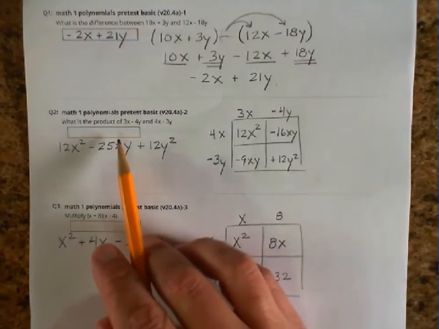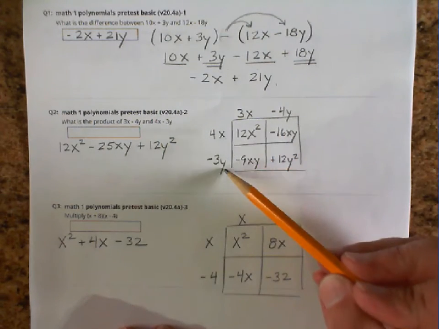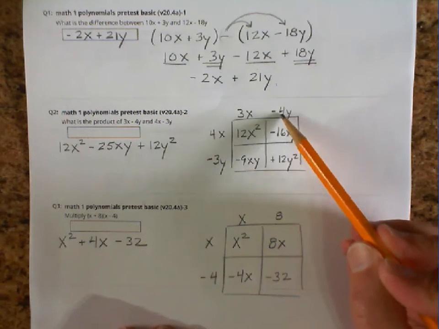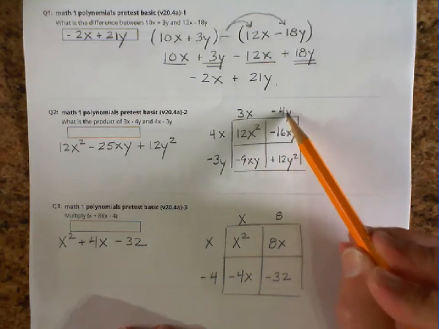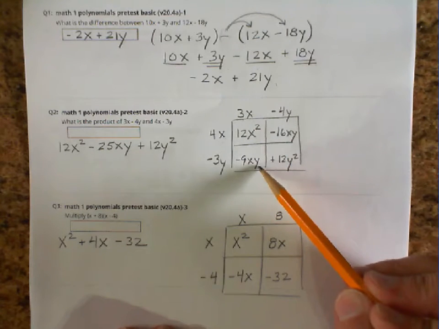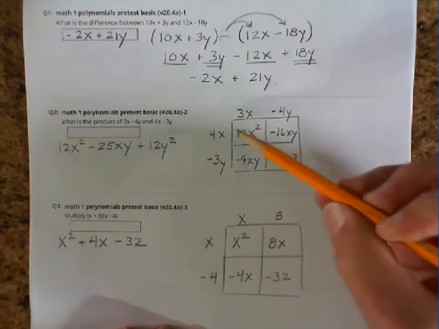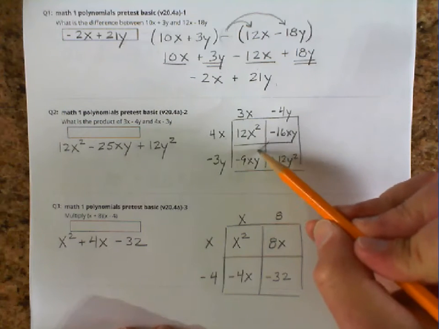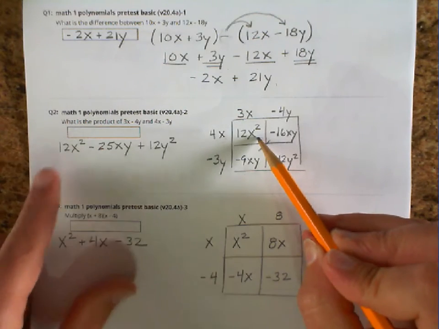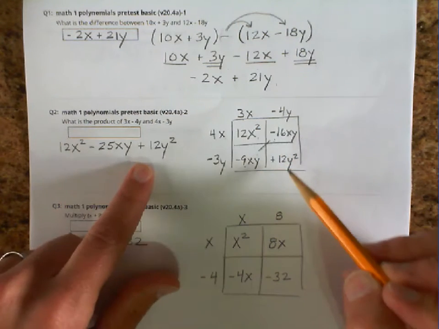I'm going to multiply 3x minus 4y and 4x minus 3y. So 4 times 3 is 12. x times x is x squared. Negative 4 times 4 is negative 16. x times y is xy. 3 times negative 3 is negative 9. x times y is xy. Negative 4 times negative 3 is 12. y times y is y squared. These guys on the diagonal can combine because they're both xy's. So that's going to give me negative 25xy. So I'm going to have 12x squared minus 25xy plus 12y squared.